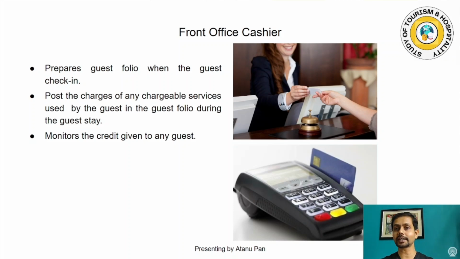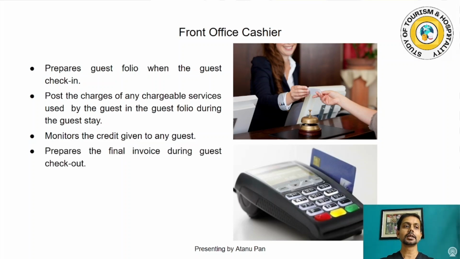All right, so we have to monitor this also. Like how much credit we have given to the guest, and whether the credit limit is being exceeded or not. All right, so those things are actually done by the cashier. Prepares the final invoice during the guest checkout. Final invoice means final bill. So when a guest is checking out, the final bill is prepared by the cashier itself.